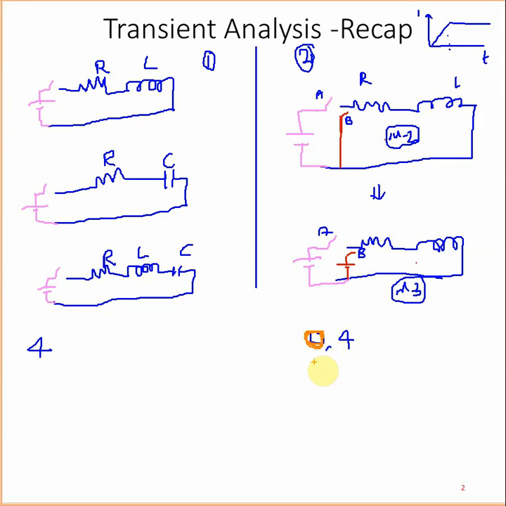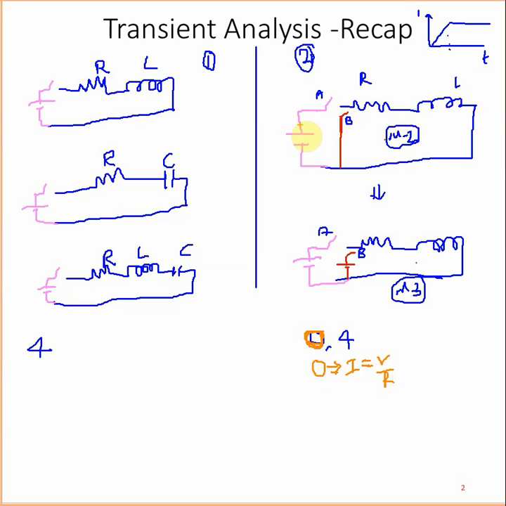In step number 0, what will you do? In step number 0, you are going to find out the I. What is step number 0? Only switch A is closed. With only switch A closed, find out the I. So what is the I formula? Ohm's law: I is equal to V by R.